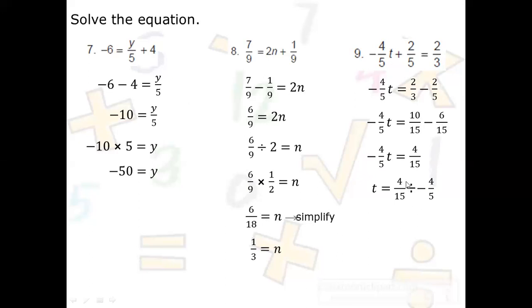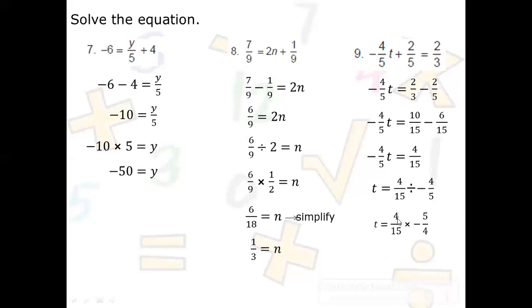So as you know that there is no dividing, we have to always use KCF. So we keep, change, and flip. So we have kept it, change the sign, and flip the fraction. So 4 over 5 will become 5 over 4. Don't flip the sign. Don't think that negative will become positive. No, you only flip the fraction, not the sign.